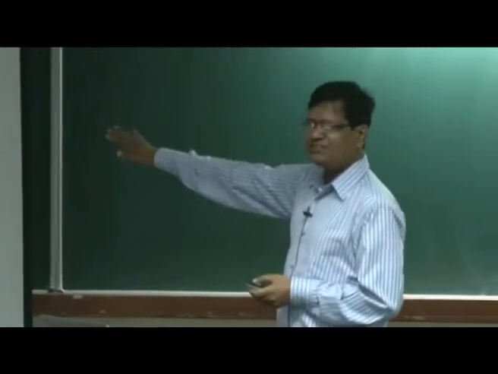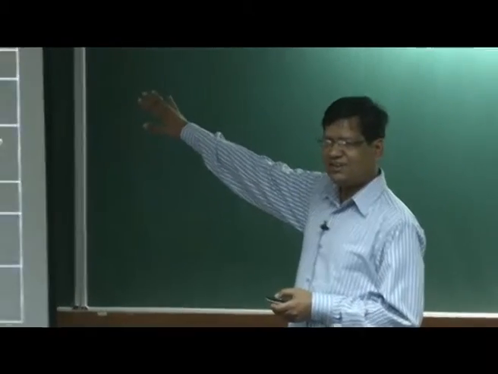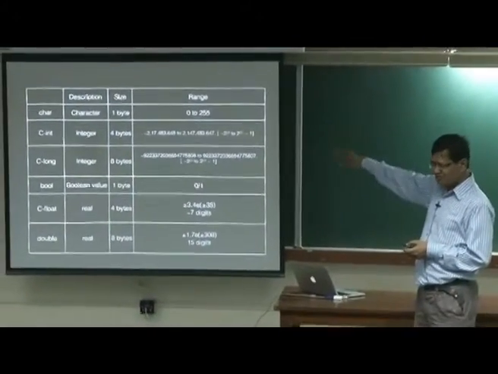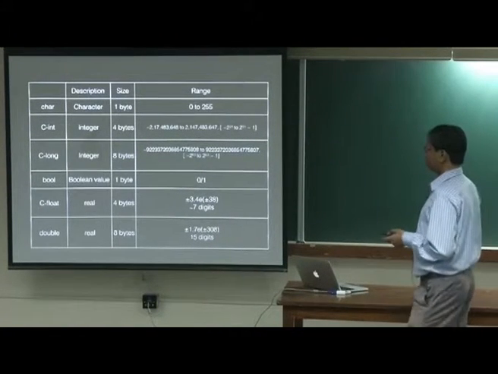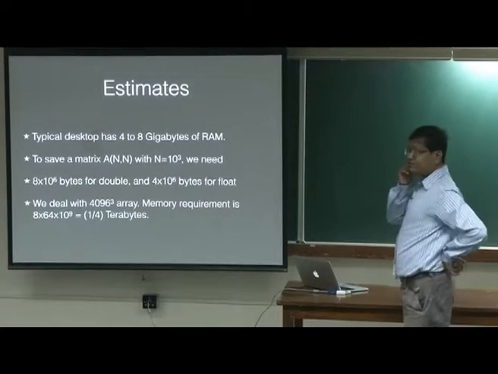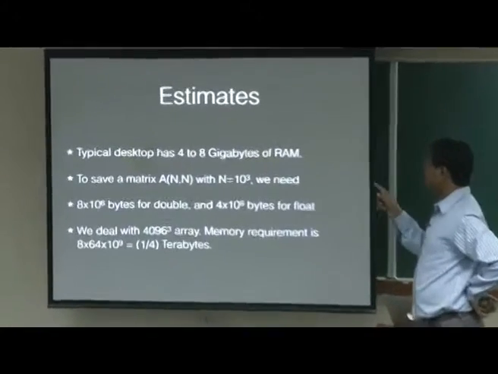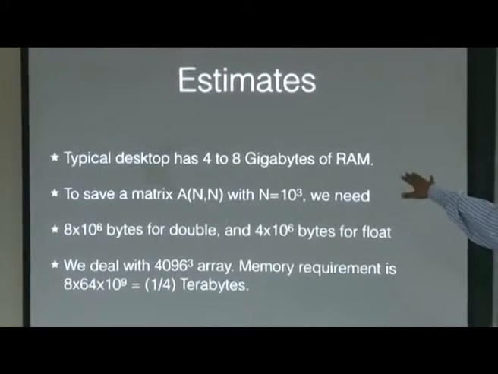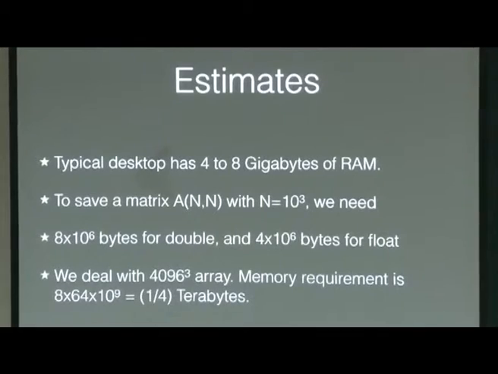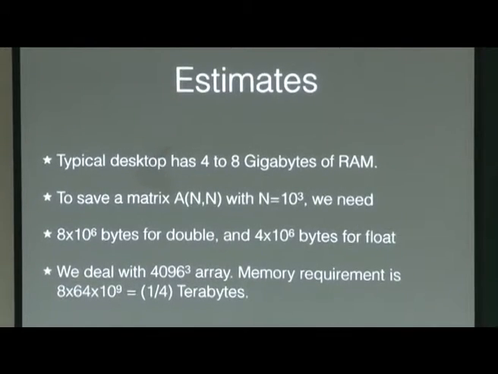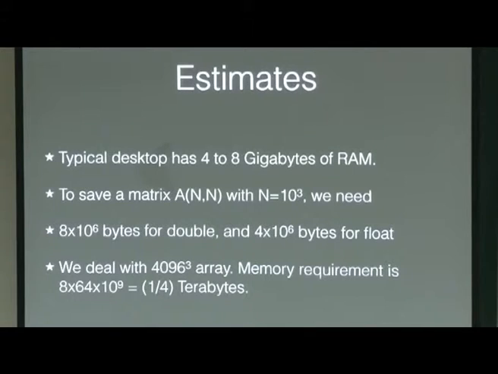Is that clear? This is something which we need to know. I'll tell you a little bit about how Python handles it today only. We will reach there. So, let us do some estimate. A typical desktop has 4 to 8 gigabytes. Please look at the info on your laptop and figure out how much memory is there. You should not be using it as just a dumb machine, you should know what is inside.